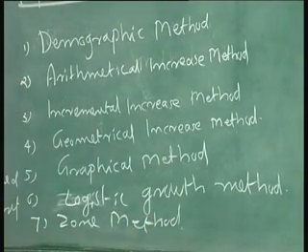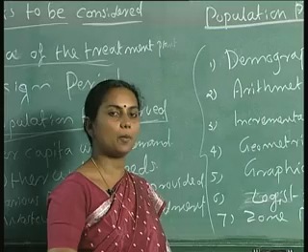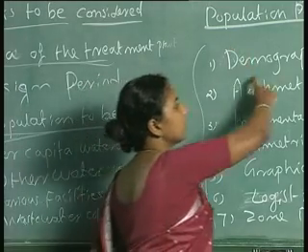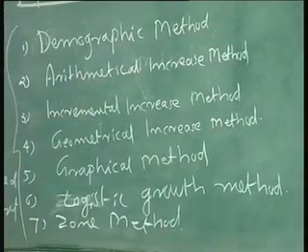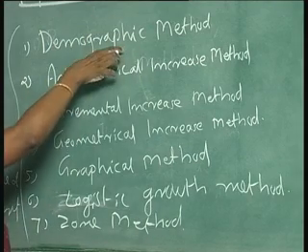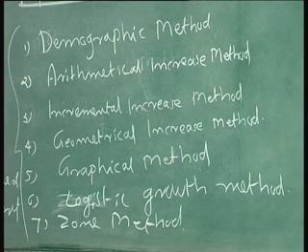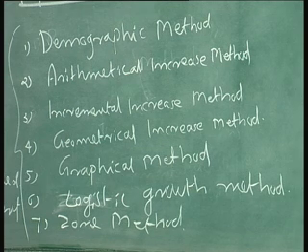Like that we can write various methods, and these are the most commonly used methods for population prediction. We will see each method in detail: how to find out the population using each method, when we have to go for one specific method, and what are the advantages and disadvantages of various population forecasting methods. We will see in detail now. First we will see what is this demographic method.